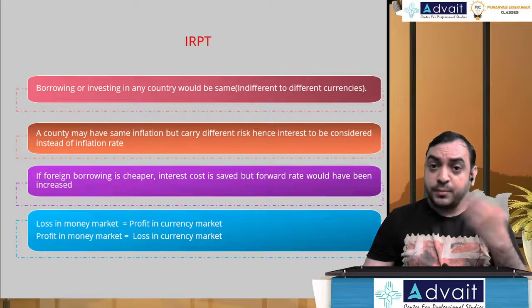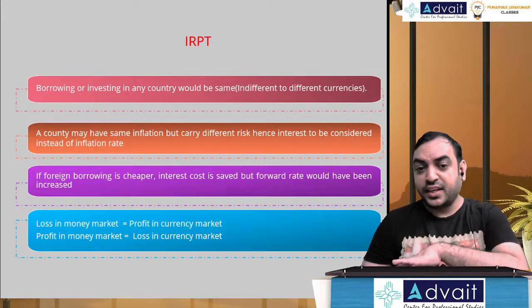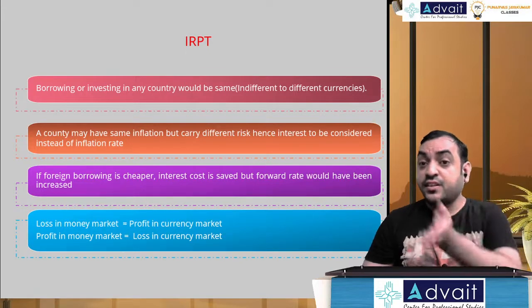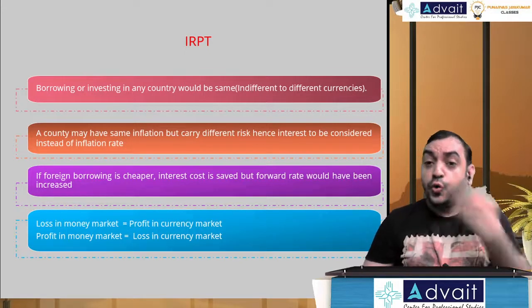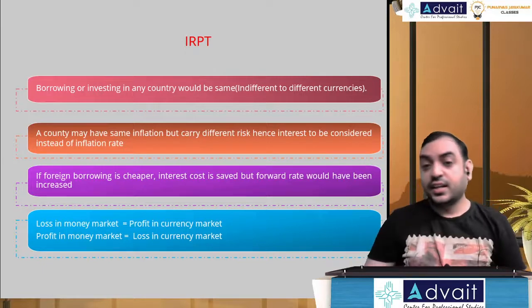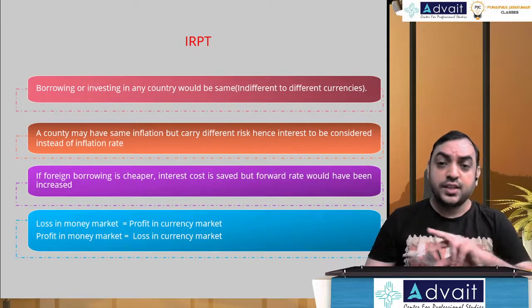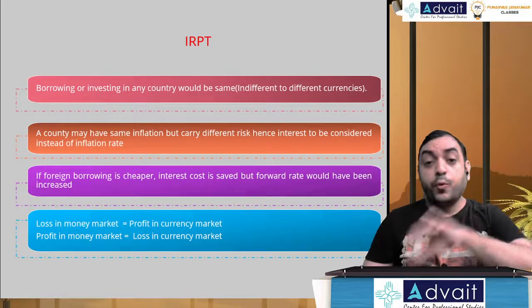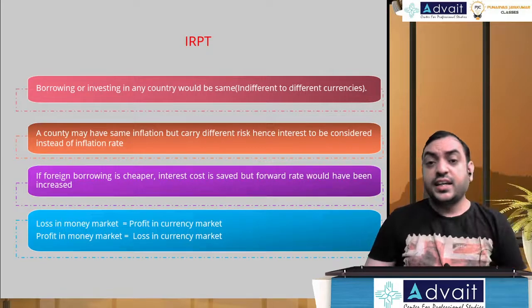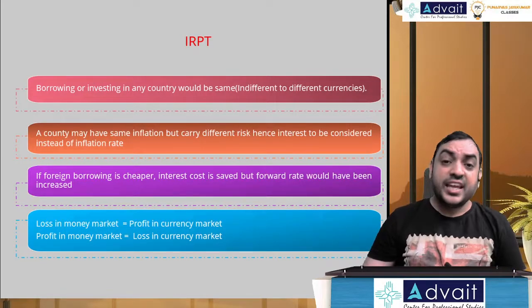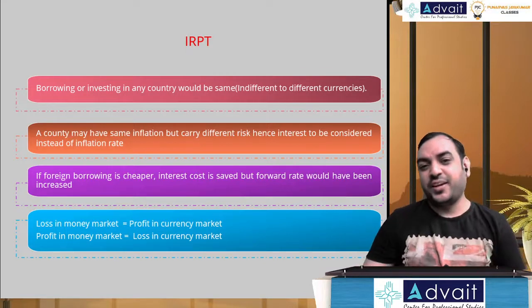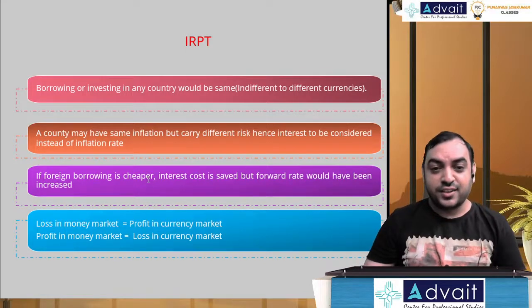So if you save in the money market, you lose in the currency market. That is saving in interest, loss in foreign exchange. If you lose in the money market, you gain in the currency market. That is, one you lose, other you gain. Both should be equal. That is when the IRPT theorem holds good. If it does not hold good, there exists an arbitrage opportunity. Let me come to the formula of arbitrage opportunity.